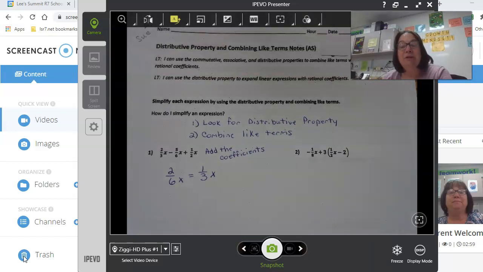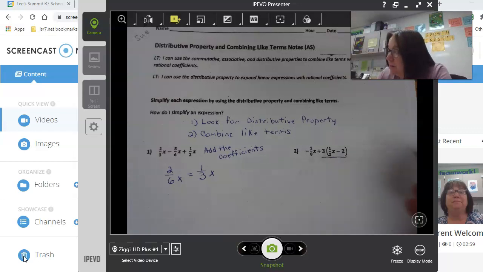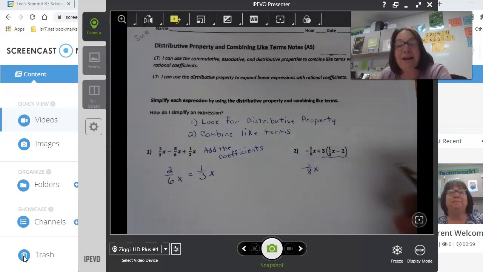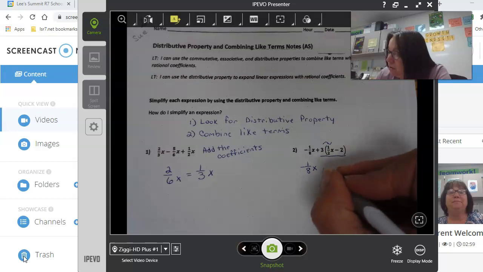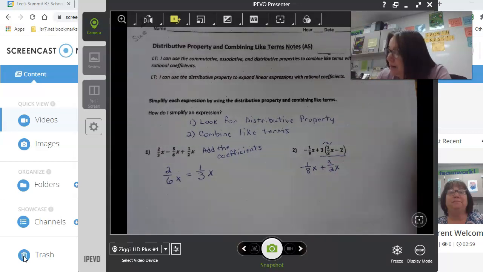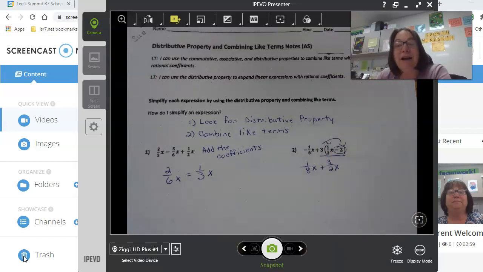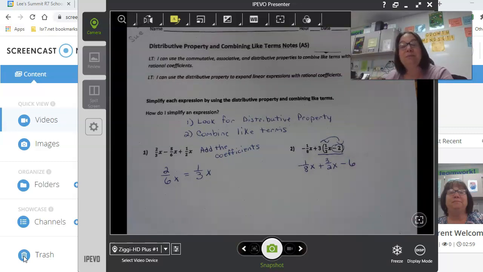On number 2, the first thing you should notice is that you have parentheses. So when I look at this, I can see I have the distributive property right here. So I'm going to go ahead and distribute first. I keep my term negative 1/8 x. And then I take 3 times 1/2, which would give me 3/2 x. And I take 3 times, remember the sign goes with the number behind it, so 3 times a negative 2 would be a negative 6.